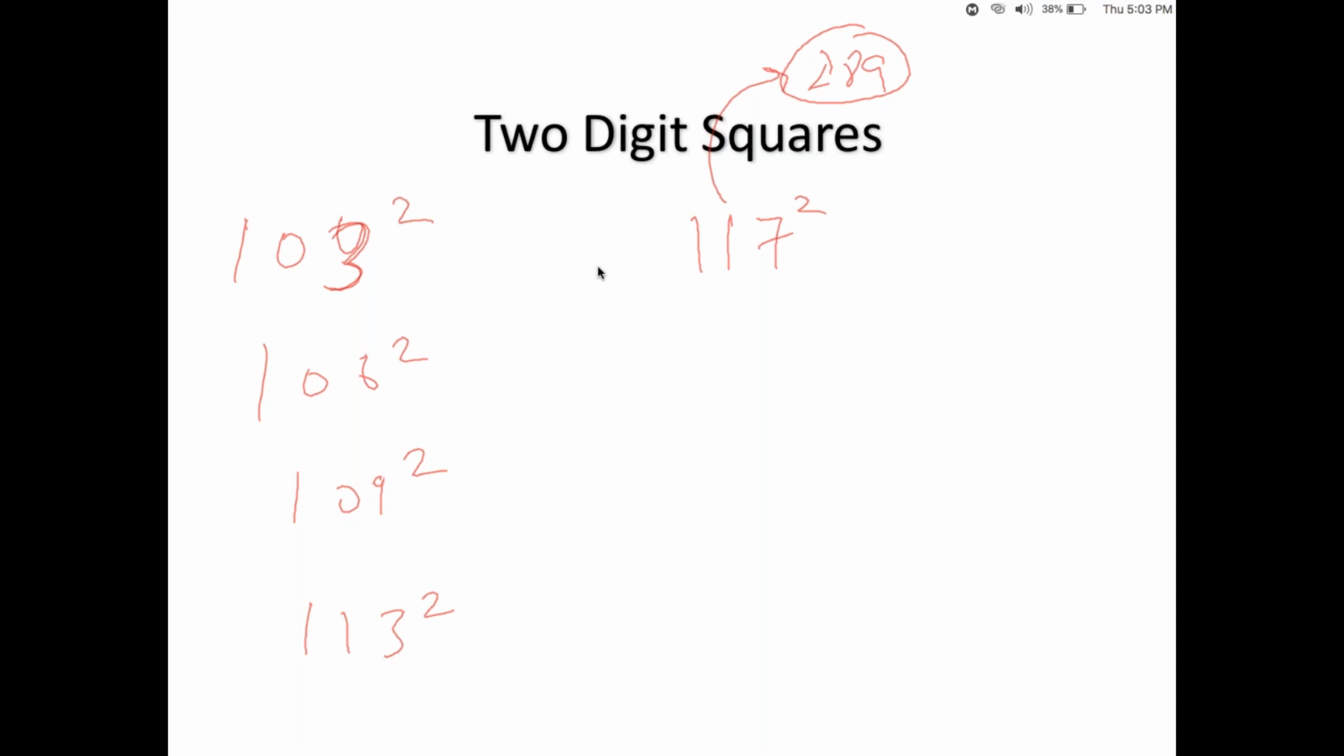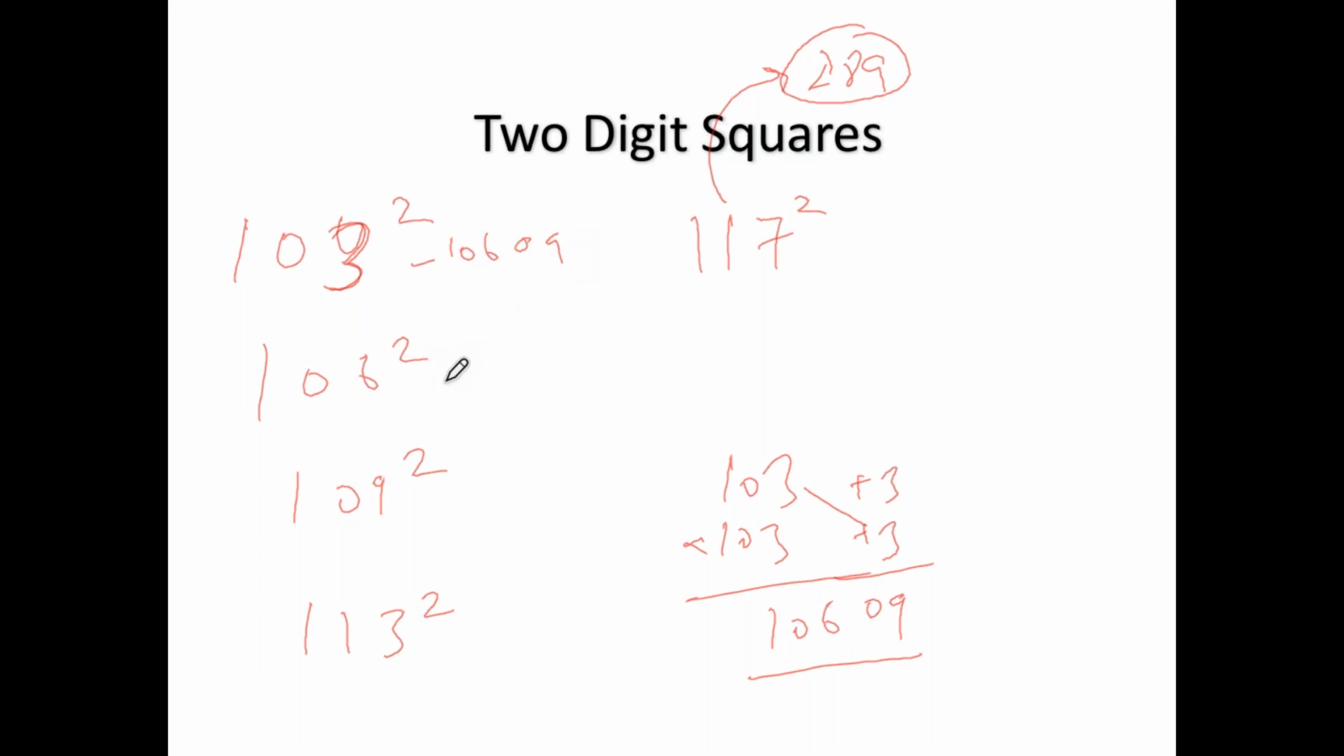Okay, now let me just solve this for all of you once again. So 103 square, it's pretty easy. 103. 3 into 3 was 9, so we had to write 09. 103 plus 3 was 106. Okay, so 10609. 106 square, it was 11236.